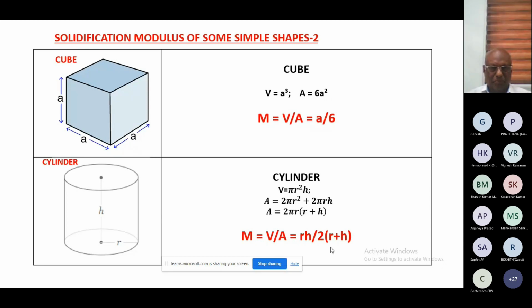The next one is the cylinder. Cylinder of radius r and height h. V is equal to pi r squared h. Area is equal to 2 pi r into (r plus h). Modulus is equal to r h by 2 into (r plus h).